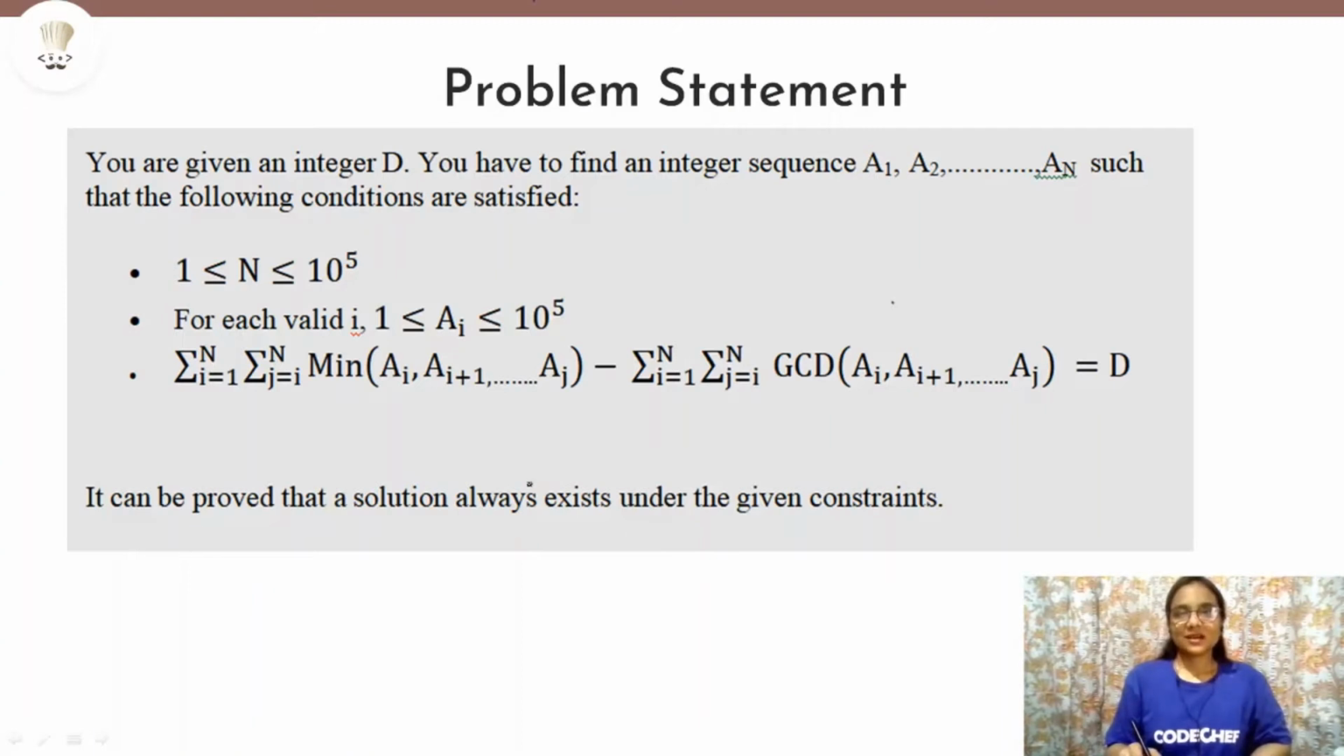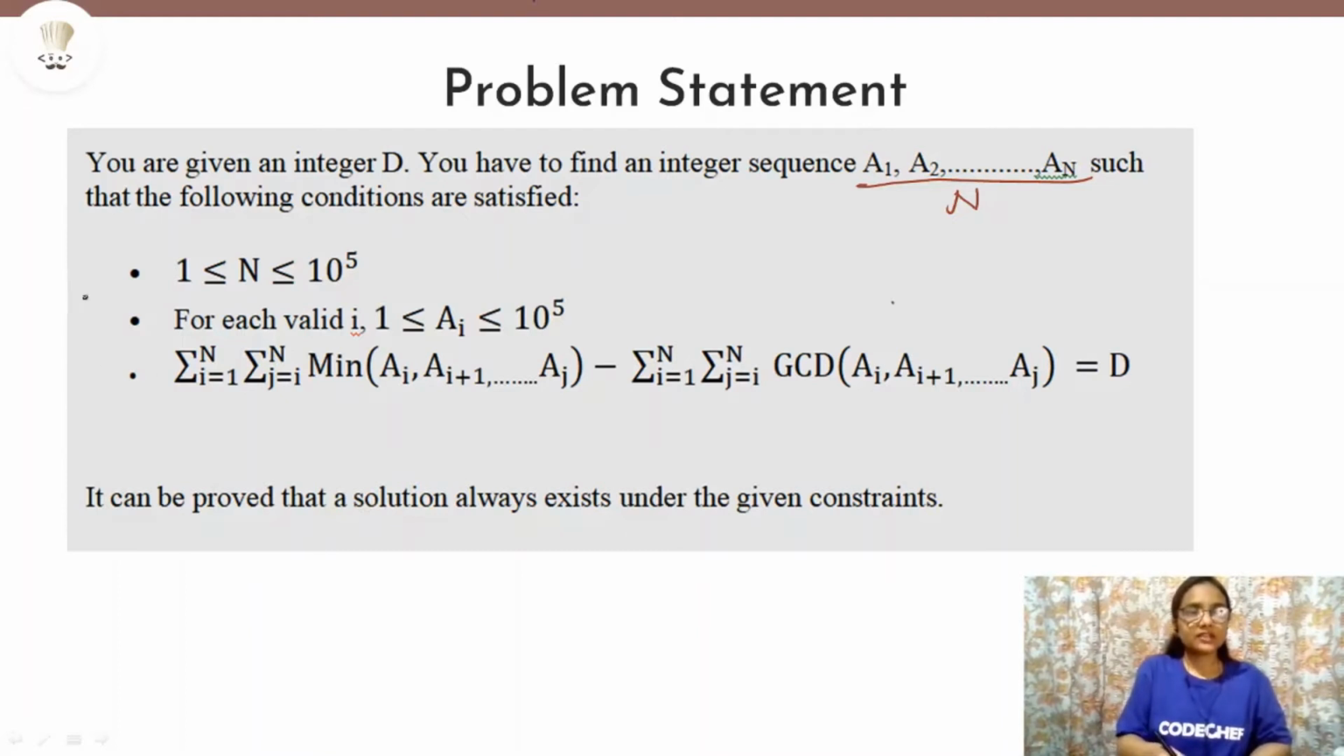So guys, this is our problem statement. Let us understand this. In the problem statement, you are given an integer d, and you have to find an integer sequence, that is a1, a2 up to an. That is, you have to find a sequence of length n, and the elements of the sequence are a1, a2 up to an, such that the following conditions are satisfied.